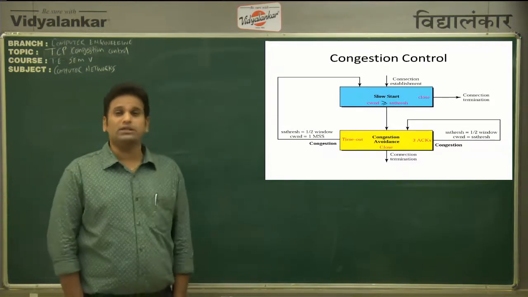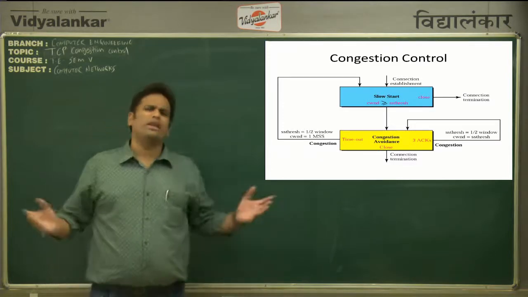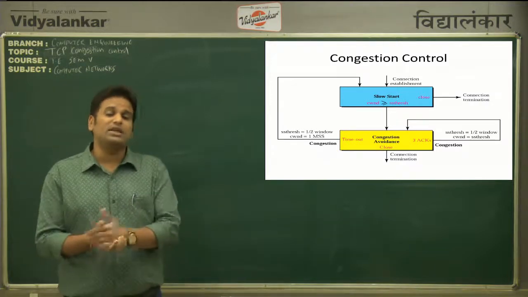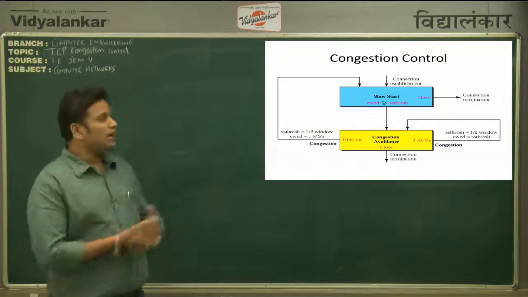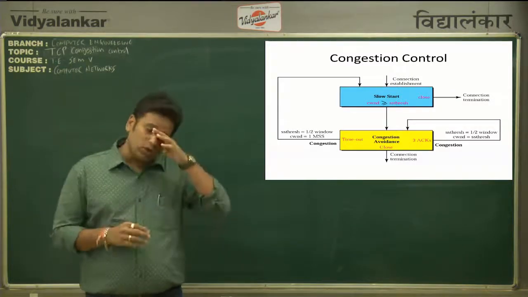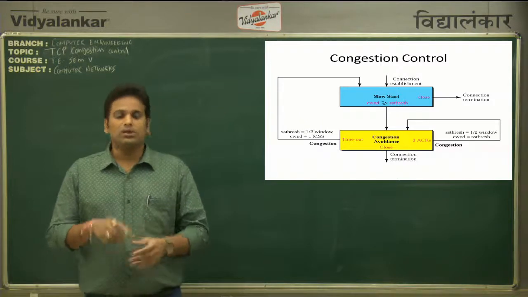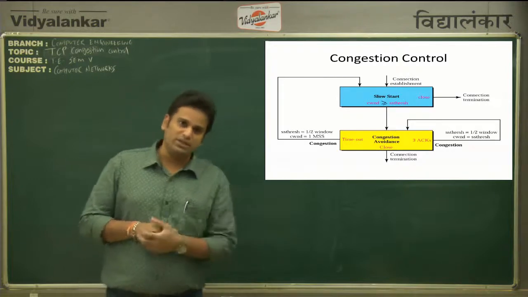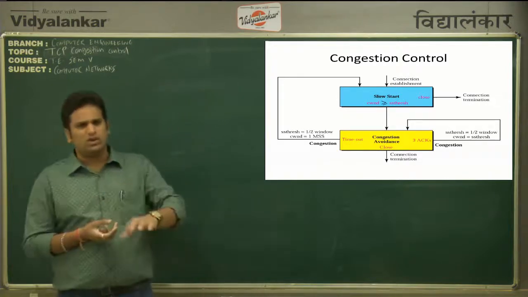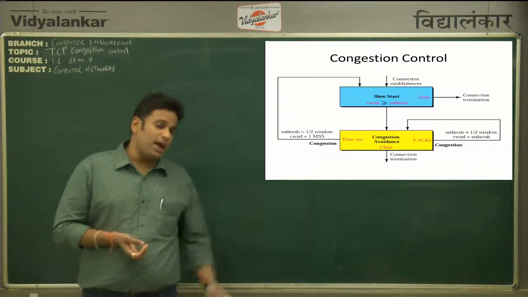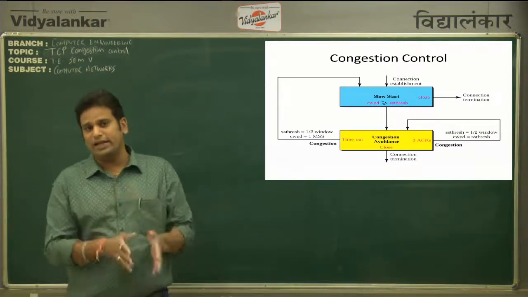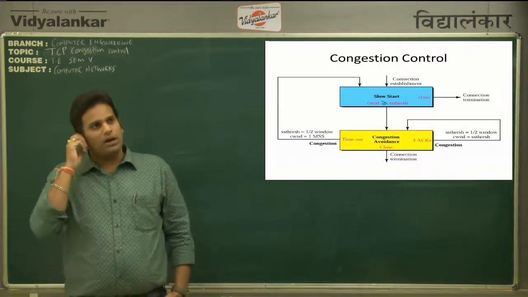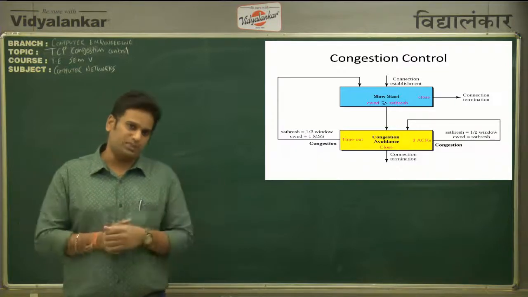So friends, as you know, congestion means traffic, and today no one likes traffic. So to reduce the traffic, TCP uses the concept of congestion control. As you can see in the example, congestion control actually works in three phases. The first phase is known as slow start, also known as exponential increase. The second phase is known as congestion avoidance, incremental increase, and the third phase is known as congestion detection, multiplicative decrease.